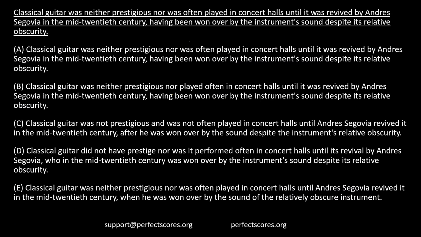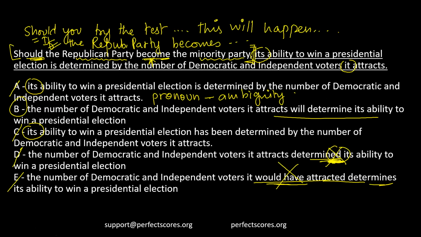Okay, so as I said, you'll be getting really long sentences in this class because you have a lot going on. Let's look at this sentence. Classical guitar was... Before that, I had a small doubt in the previous one. If you can just go back. Yeah. So it says, if it was not for this it at the end, was this it's correct? Its ability to win a presidential election was actually referring to the Republican Party. Yes. And what could have been the right one for voters it attracts? In option A, how do you make option A correct? Is that what you're asking?